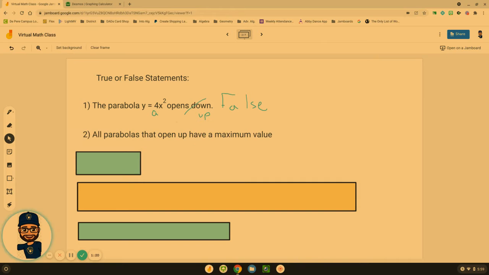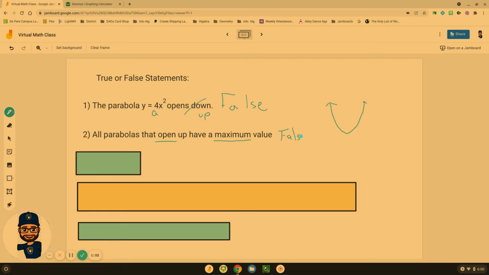Number 2, true or false? All parabolas that open up have a maximum value. If a parabola opens up, does it have a max or a highest value? So here's a parabola that opens up. And so these lines are going to continue to go on and on forever going up. So does it have a max or a highest value? This is also false.